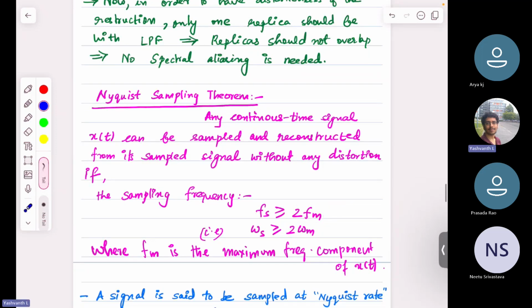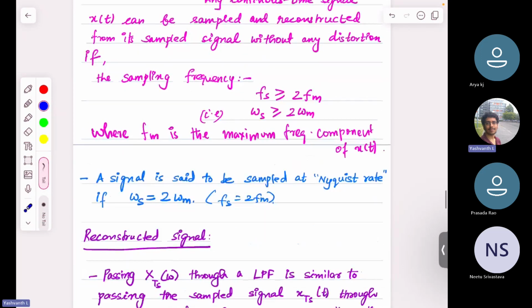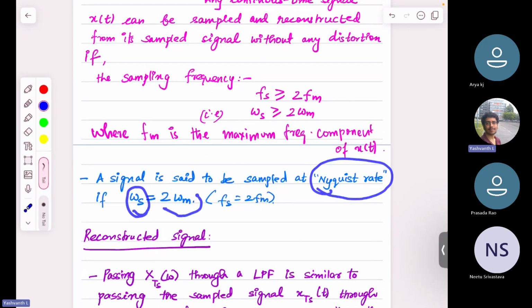Now, any signal is said to be sampled at the Nyquist rate if I set the sampling frequency to be exactly equal to 2 omega m, or fs is equal to 2 fm.